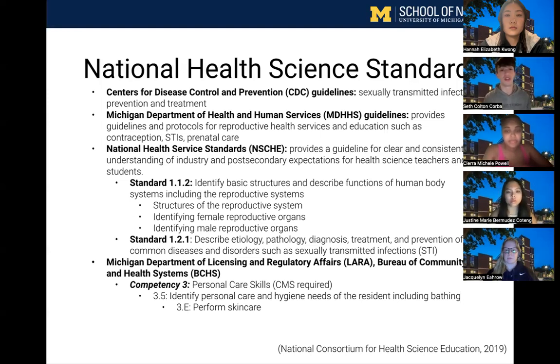National Health Science Standards, otherwise known as NCHSE, provide a guideline for clear and consistent understanding of industry and post-secondary expectations for health science teachers and students. Standard 1.1.2 identifies basic structures and describes functions of human body systems, including the reproductive system. Structures of the reproductive system include identifying female reproductive organs and identifying male reproductive organs. Standard 1.2.1 describes the etiology, pathology, diagnosis, treatment, and prevention of common diseases and disorders such as sexually transmitted infections.